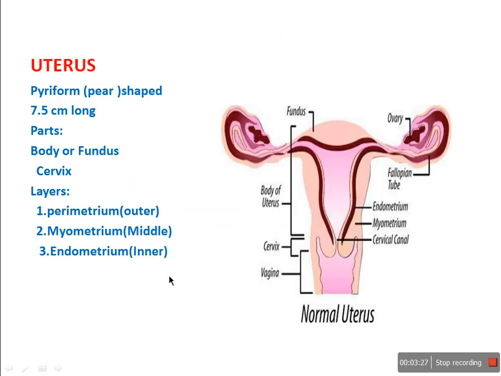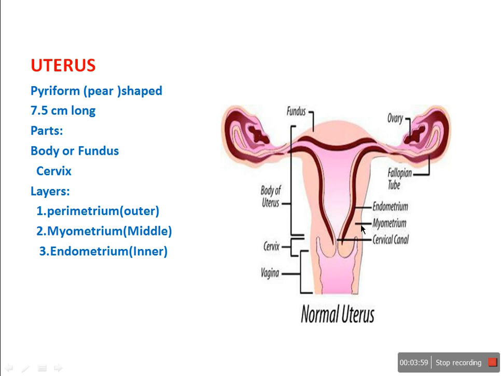Uterus. The second part after vagina you can see is the uterus. You can see the uterus here. Uterus is pyriform or pear-shaped. It is 7.5 cm long, and the parts of the uterus are the body, or fundus, and then the cervix. So there are two parts: one is the body or fundus of the uterus, then the cervix.